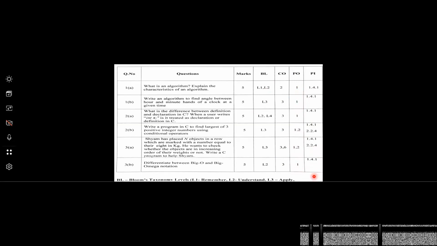You can see. See the first question. Let us talk about 1A. 1A Bloom's level is L1 and L2. That means it is both remembering and understanding, and it belongs to course outcome 2 and it belongs to program outcome 1. So everything is this is our question paper. In fact, okay, this is our question paper. PI, forget it. Okay, we will do that from next time onwards. Let us talk about only BL, CO, and PO. Right? Next slide, please.